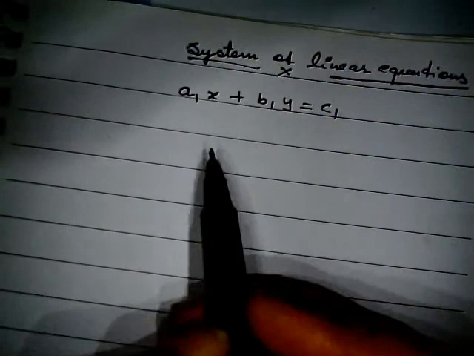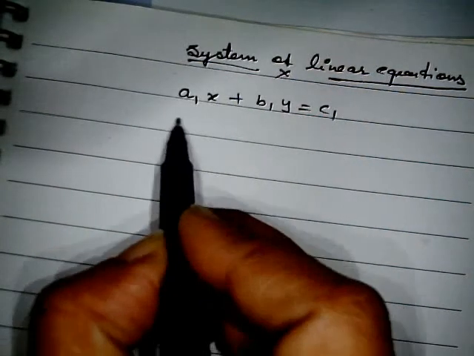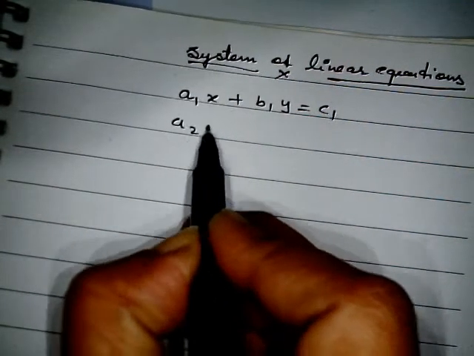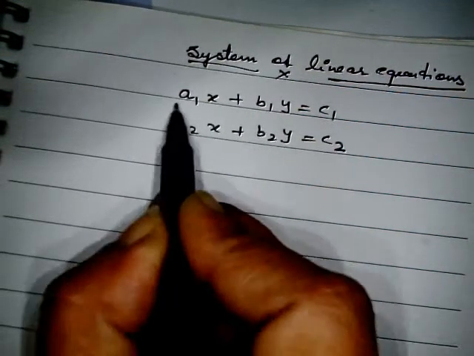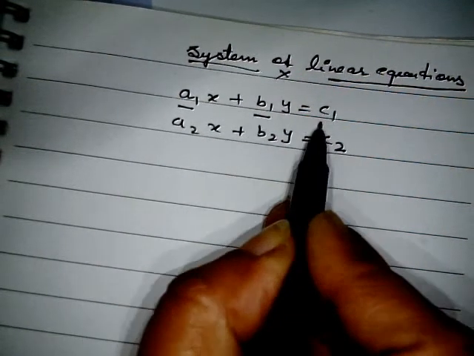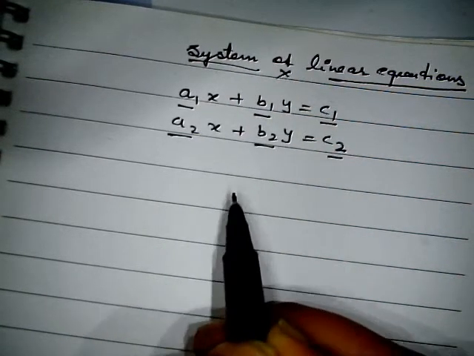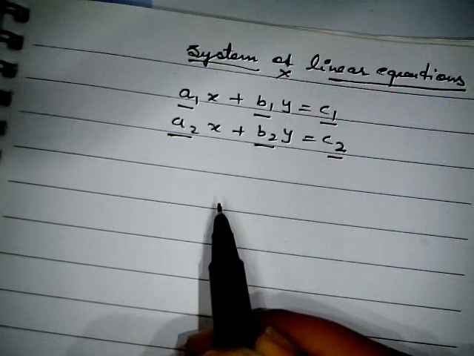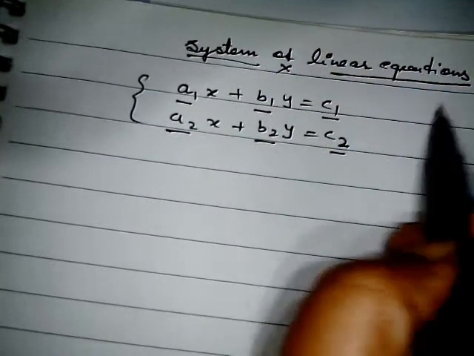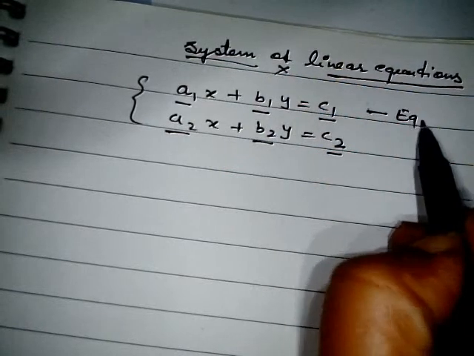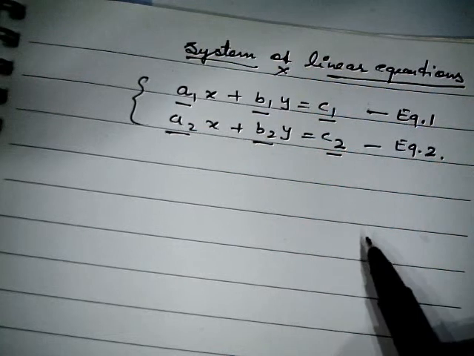This is the first equation, a1x plus b1y equals c1, and a2x plus b2y equals c2, where a1, b1, c1, a2, b2 and c2 are real numbers. Okay, and over here I am writing two equations. This is equation 1 and this is equation 2.